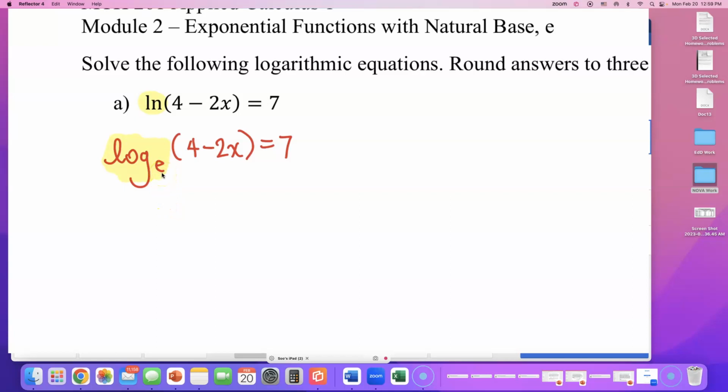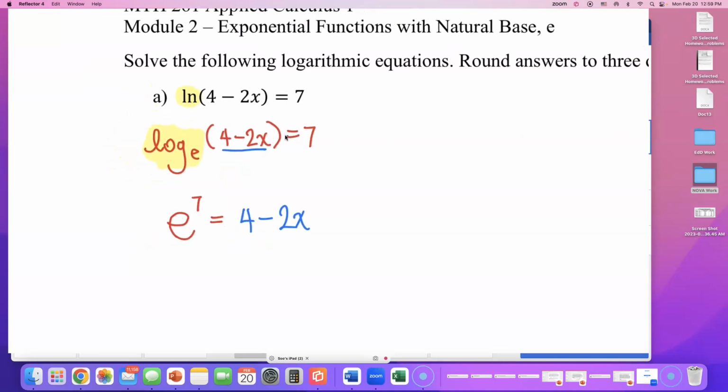So what you do is you write e as the base of an exponential equation. What's the exponent? The exponent is on the other side of this log equation, which is 7. And you set that equal to the log argument of 4 minus 2x. That comes straight down, okay? 4 minus 2x. So now I'm done rewriting this in exponential form.